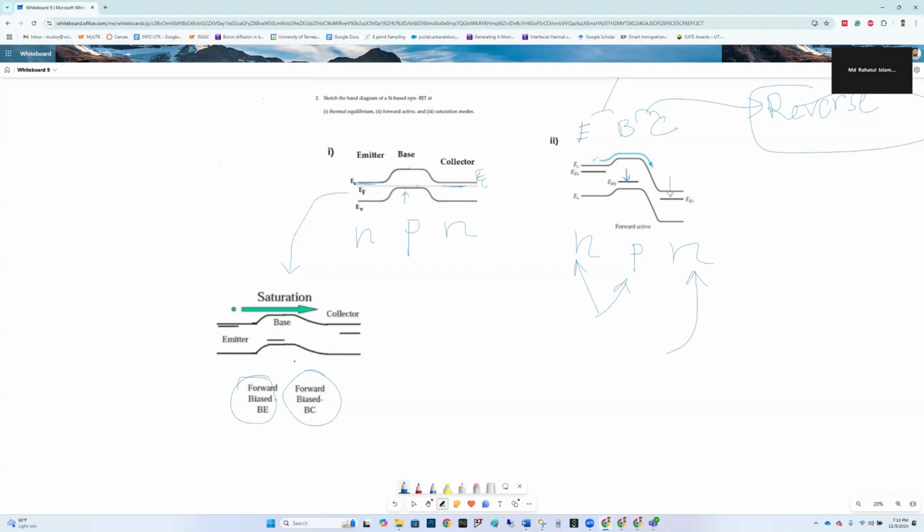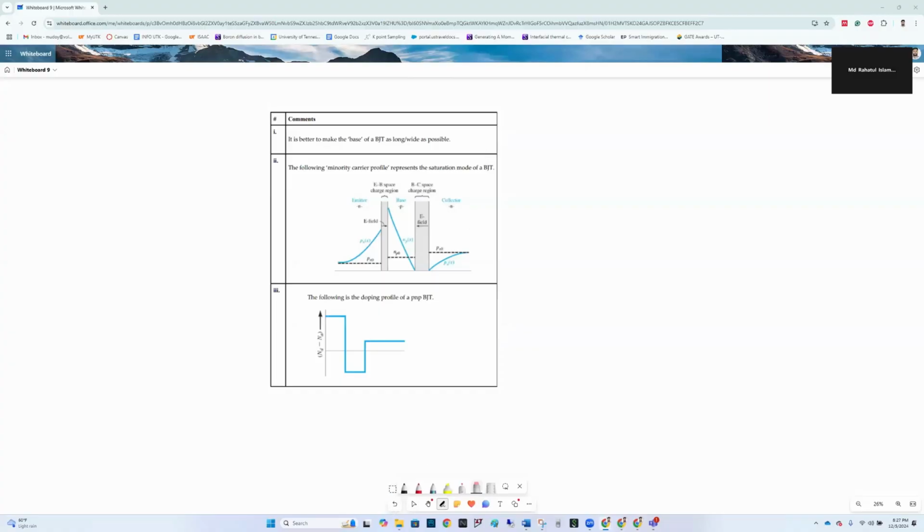Yeah, so let's move to question number 3. This is a true/false question. The first statement here is: it is better to make the base of a BJT as long or wide as possible. It is false. We want to make the base as short as possible. Why? Because we want as many electrons as possible to reach the collector without recombining with any majority carrier holes in the base. And for this reason, the width of the base needs to be thin compared with the minority carrier diffusion length, right? So that's why we need to make the base width as small as possible.